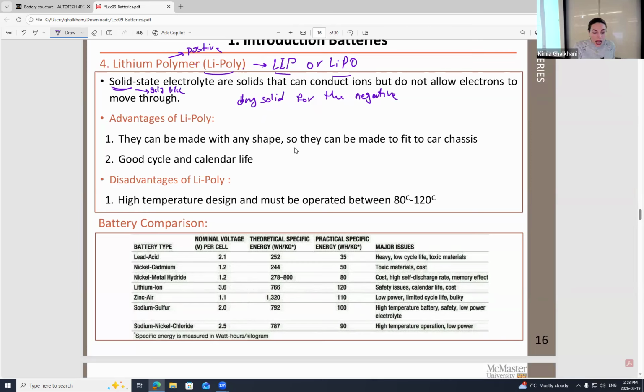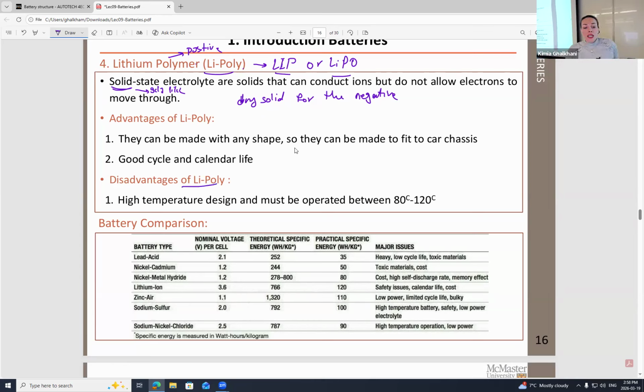So they have different shapes. They can fit in most of the chassis, because they can fit in any electric vehicle. Definitely, this could be a good choice for electric vehicle application. And of course, another advantage in here, they have a high life cycle. It means they are not going to get damaged easily. For a very long time, you can use them without any issue.